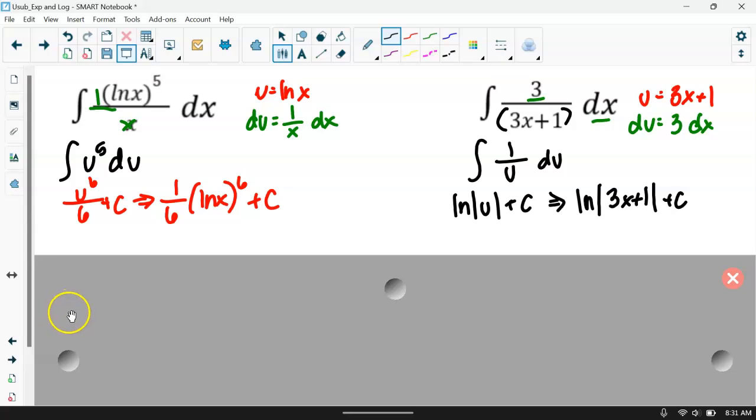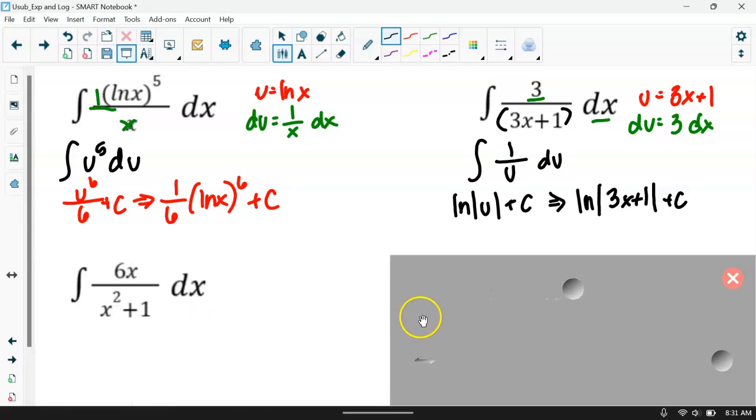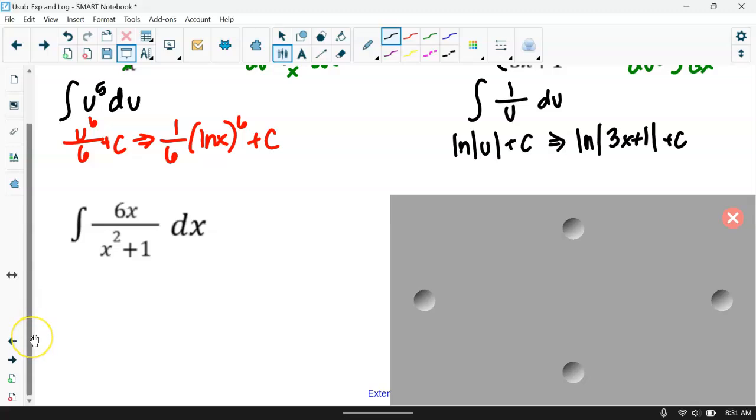We're going to do another one. Let's do this one here. So again, what is u in this case? X squared plus 1. Now let's find the derivative. The derivative here is 2x dx. Again, do we have 2x dx? No, we have 6x dx.